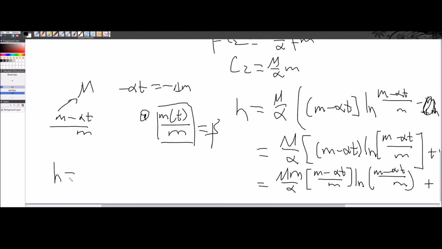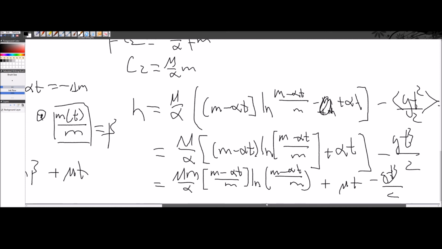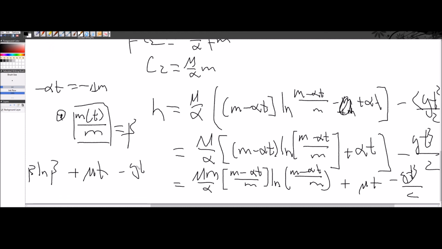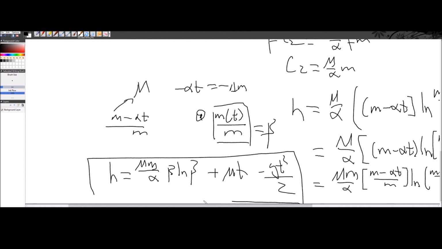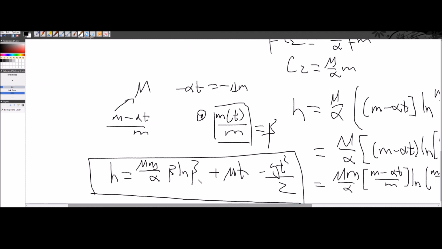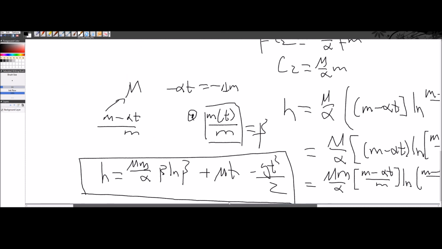So h is just equal to mu m alpha times your beta ln beta plus mu t, right? Is that mu t? And then minus negative gt squared, yes. Minus gt squared over 2. And this is basically your rocket equation for your distance in the sky after a certain t, given your beta, and then your mass of the exhaust, and your rate of the exhaust, and your gravitational constant and whatnot.